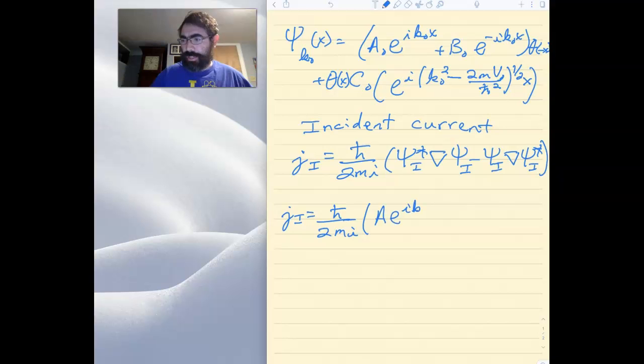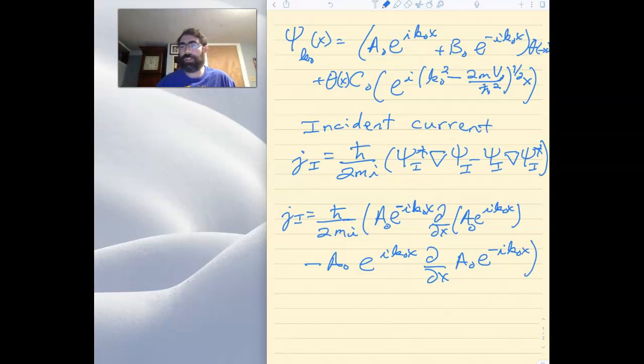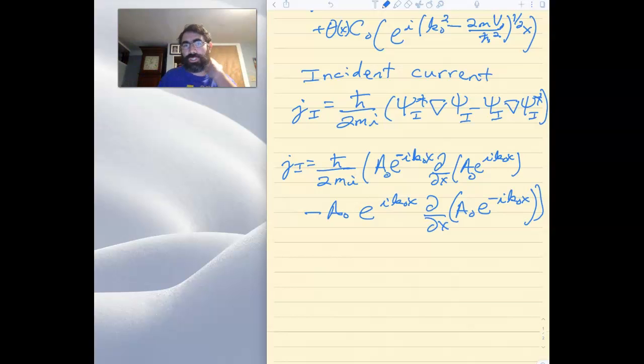A0 e to the i K0x, the derivative of A0 e to the minus i K0x, this is psi star, minus A0, I should put a 0 in here too, e to the i K0x, so that's just the wave function psi, minus A0 e to the i K0x, the derivative of A0 e to the minus i K0x. And then the step functions, we're dealing with the incident wave function, the step function just becomes 1.